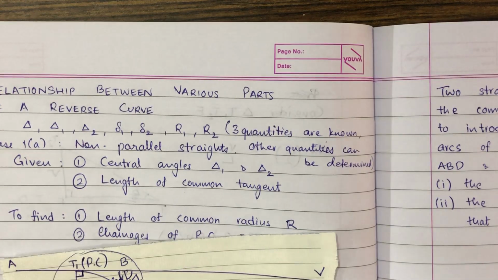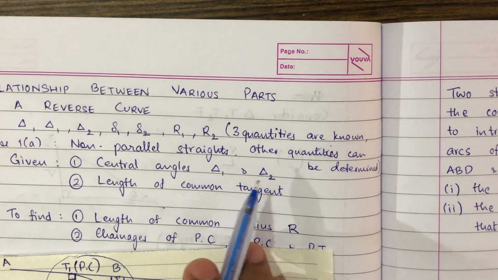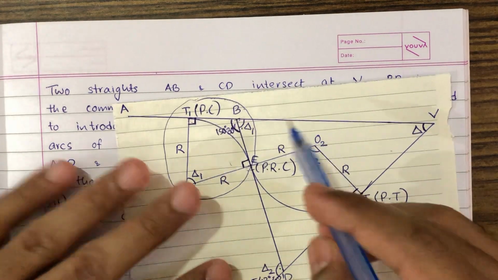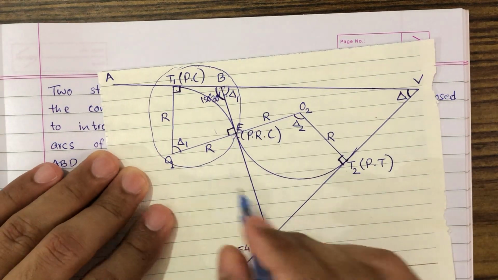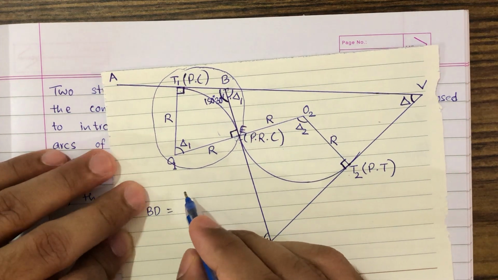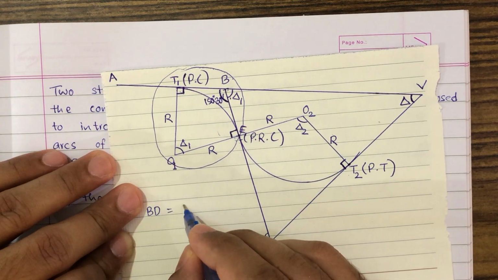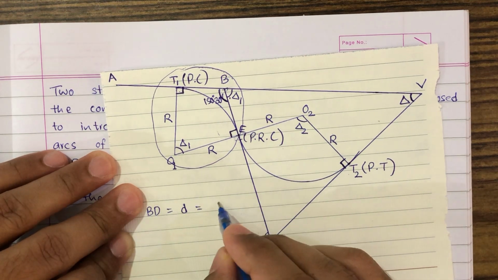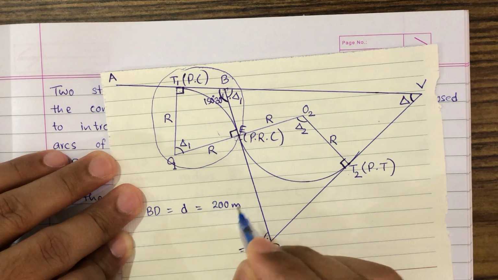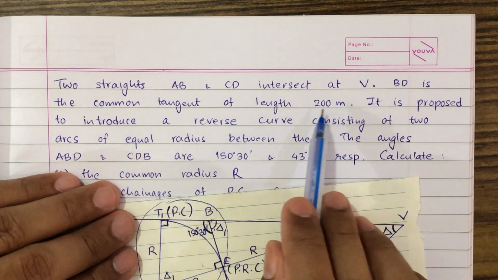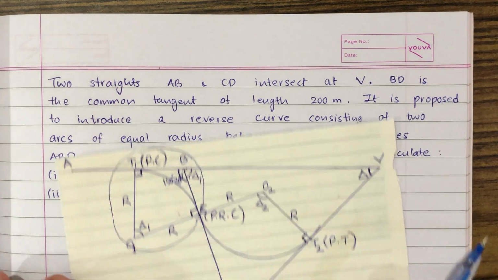So here, these parameters are given to us: the central angles delta 1 and delta 2 and the length of the common tangent. This is the length of the common tangent, that is BD. Let us denote this BD, and it is given as 200 meters. The length of BD, the common tangent, is given as 200 meters.